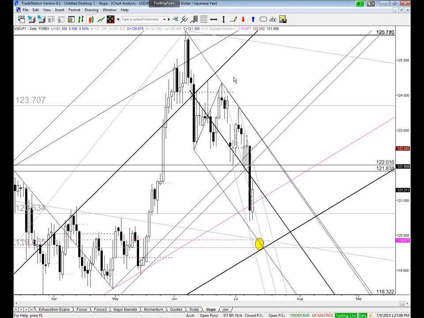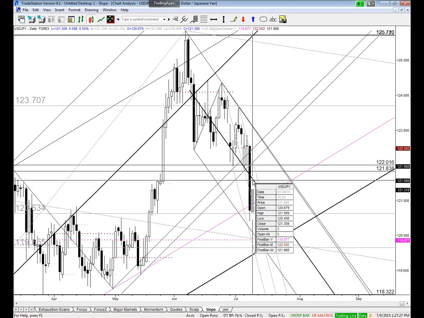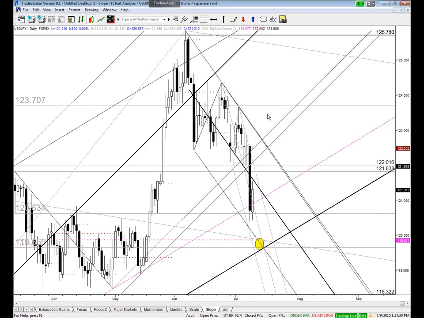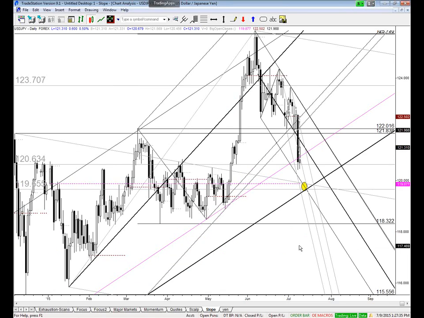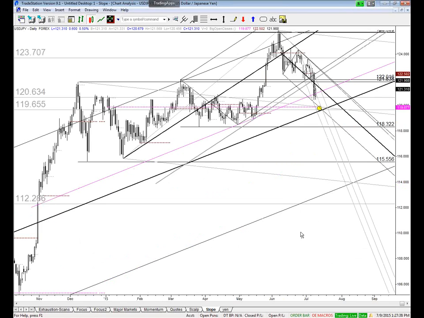Okay, and then today you get the huge, so-called crash through the median line, largest dollar yen decline in something like, I don't know, 2 or 3 years. And we've come back now and retested the old median line. Okay, so we should be headed lower if this interpretation, if you will, is correct.